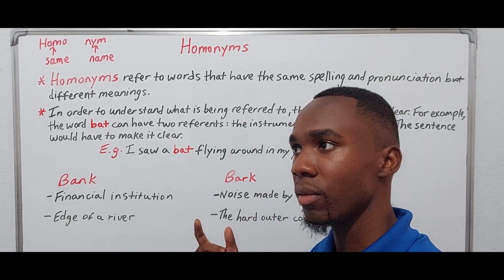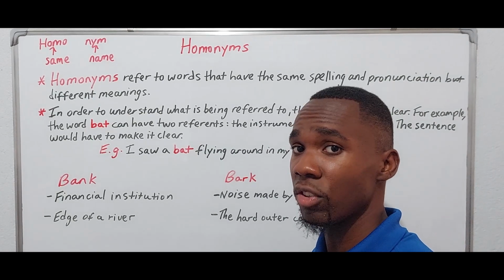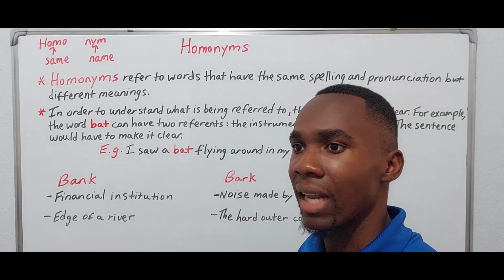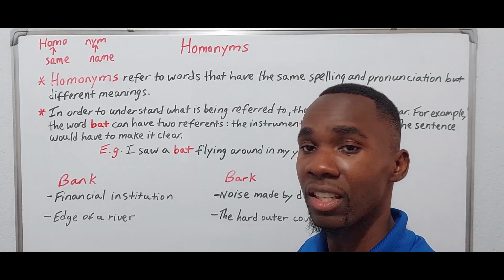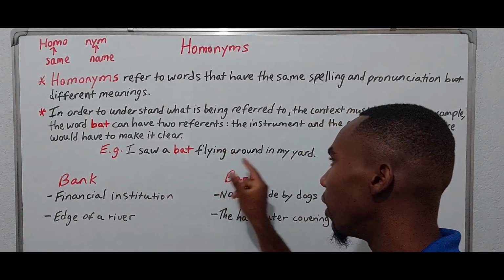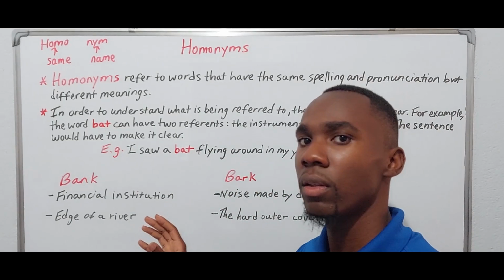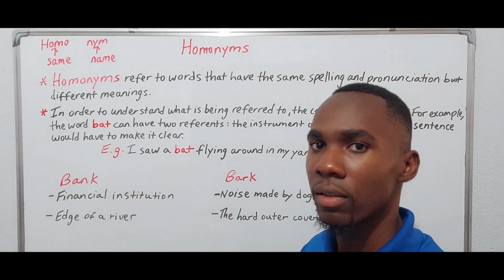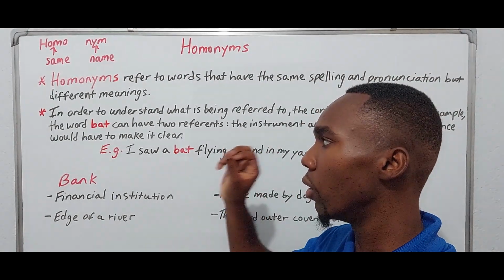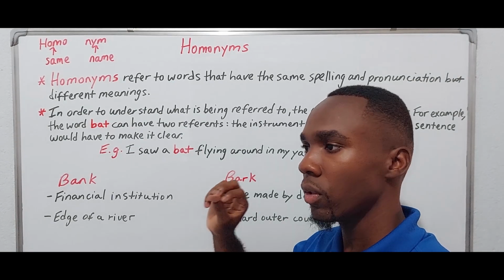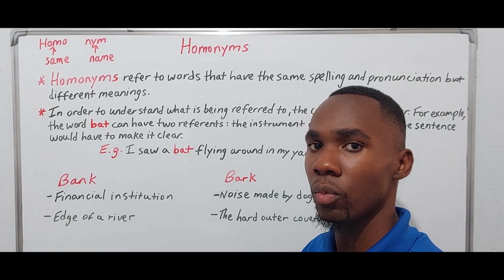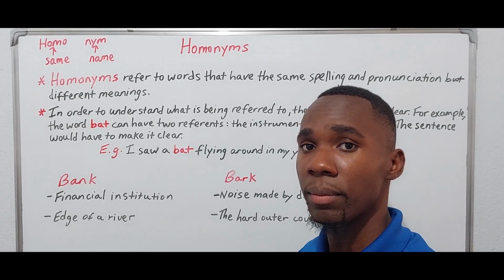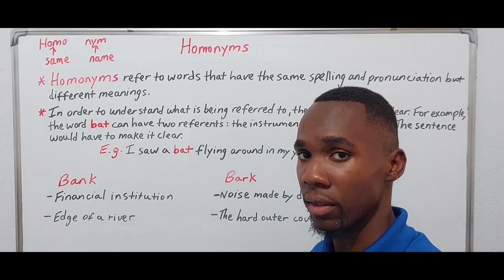Because both bat, the flying creature, and the instrument are nouns, right? So if I say I saw a bat, that does not help me because I could be referring to either one. Now if I say I saw a bat flying around in my yard, now it's clear that we're talking about the creature because the other bat, the instrument, cannot fly, right? So when it comes to homonyms, the context would have to make it clear, right? Because these words are spelled the same, they sound the same, but they're different in meaning, right?